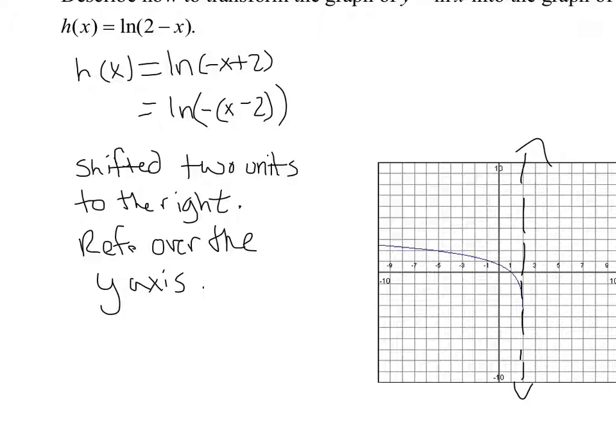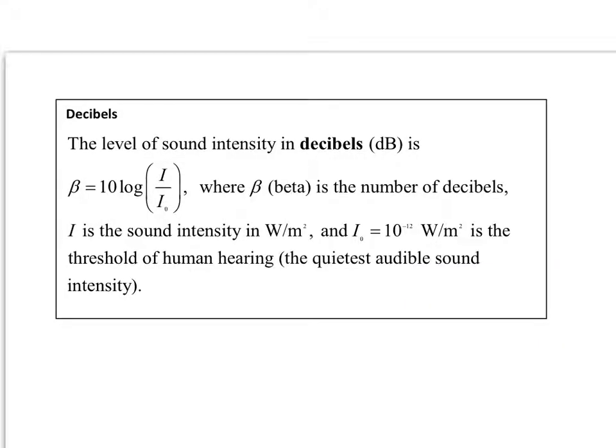Alright, let's look at some more examples. This is a definition that you're going to need to know for word problems. Decibels. The level of sound intensity in decibels, dB, is beta equals 10 times the log of I divided by I naught, where beta is the number of decibels, I is the sound intensity in watts per meter squared, and I sub 0 is 10 to the negative 12th watts per meter squared. This is a constant you will need to remember. It is the threshold of human hearing, the quietest audible sound intensity. Okay? So those you're going to need for some word problems.